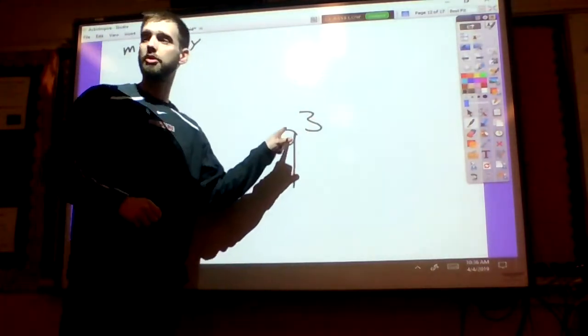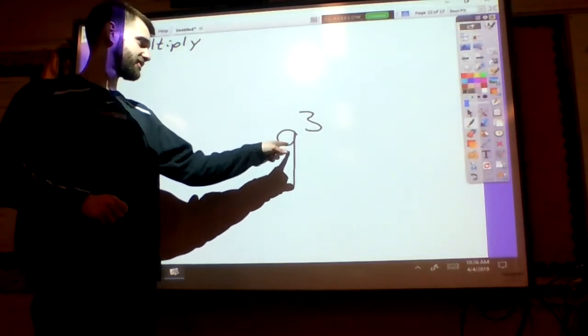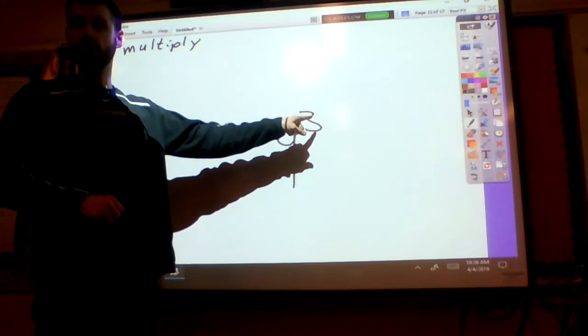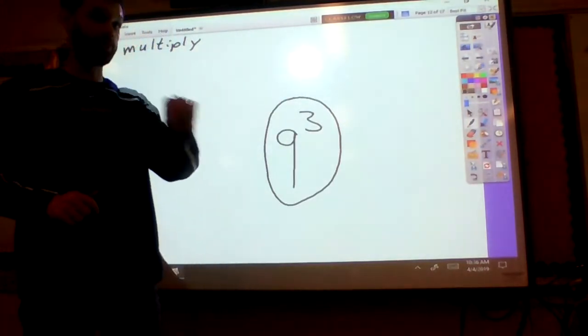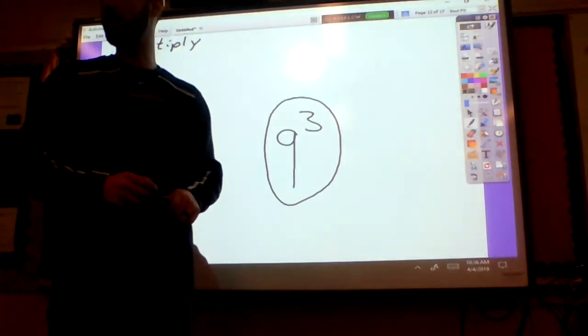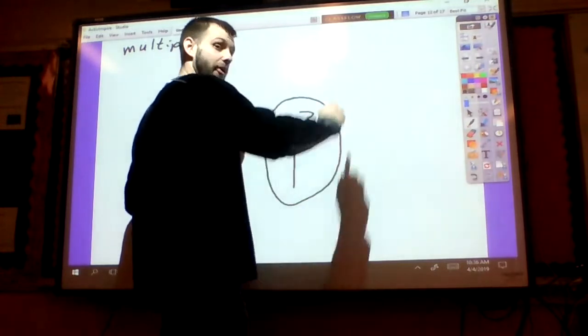What's this big number called? The whole number. The base. This is called the base. What's the little number called? Exponent. Exponent. And the whole thing is called the power. All right, I'm going to be using those 3 words. Make sure you're comfortable with them. Base, exponent, power.